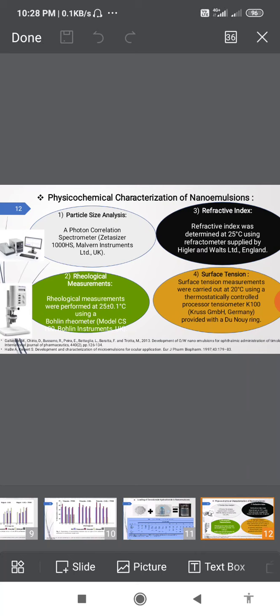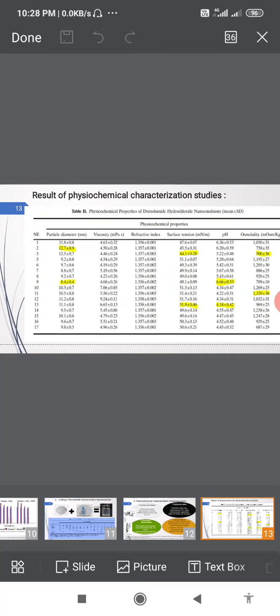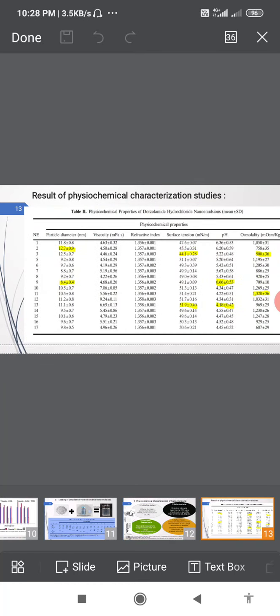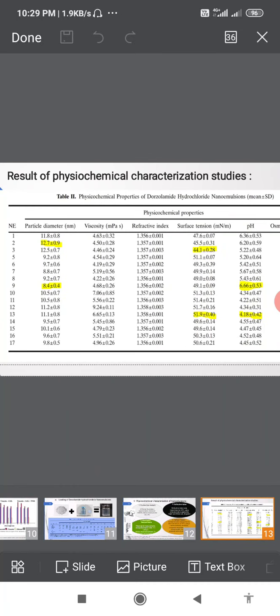Particle size analysis. The particle size analysis is carried out by photon correlation spectrometer. And we can see that the mean particle diameter found was 8.4 to 12.7 nanometer. Now rheological measurement. Rheological measurements were performed at 25 degrees centigrade using a Brookfield rheometer, and as we can see the results here, all the nanoemulsions have less than 10 millipascal viscosity.